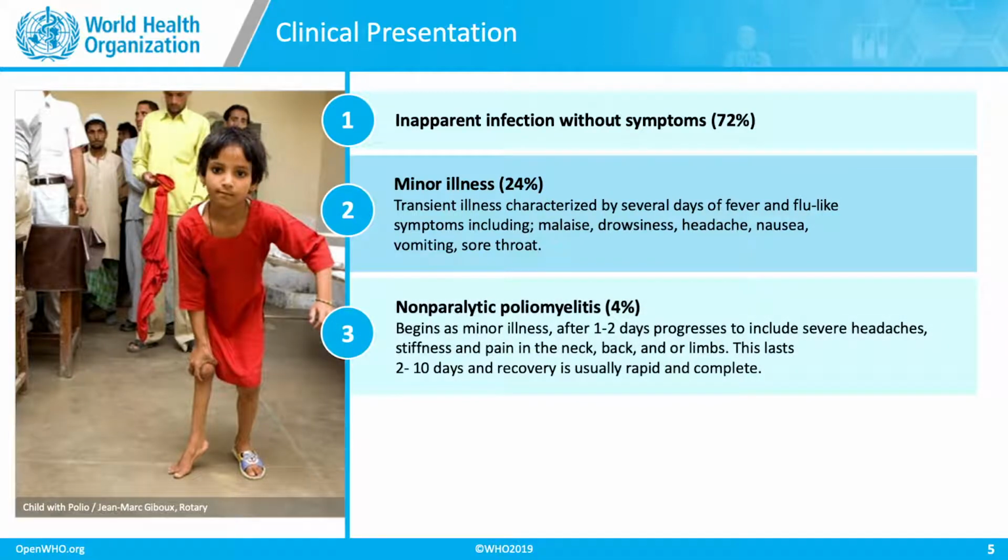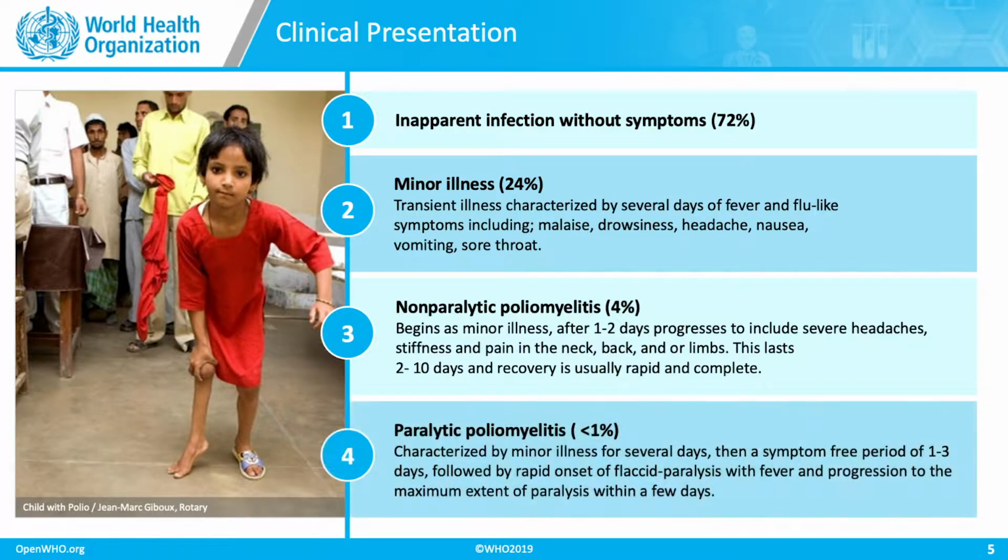3. Non-paralytic polio begins as a minor illness and after 1 to 2 days progresses to include severe headaches, stiffness and pain in the neck, back, or limbs. These symptoms usually last between 2 and 10 days. Recovery is usually rapid and complete. Non-paralytic polio occurs in less than 4% of all cases. 4. Paralytic polio. Paralysis happens in less than 1% of all cases.